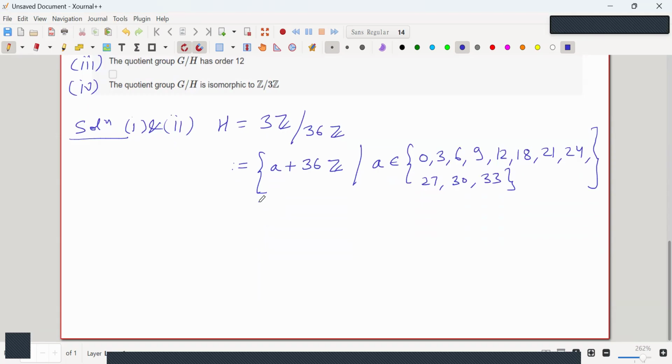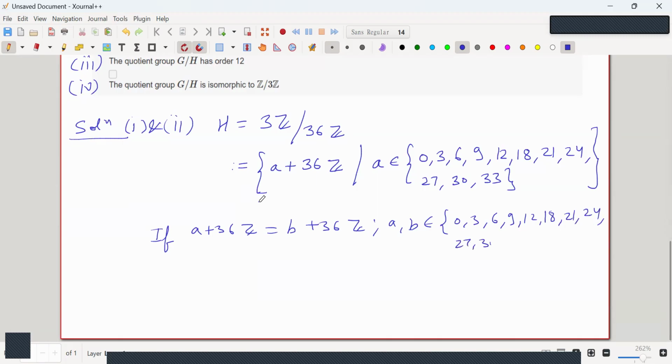Now, what I mean to say is, if A plus 36Z is the same as B plus 36Z, where A and B belong to this set, then can we have a contradiction? A not equal to B, of course.